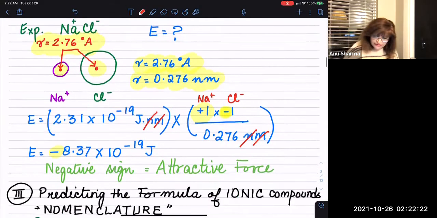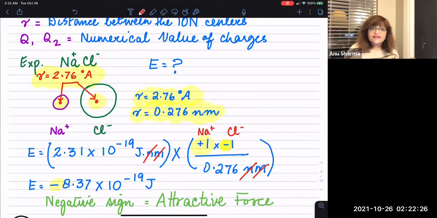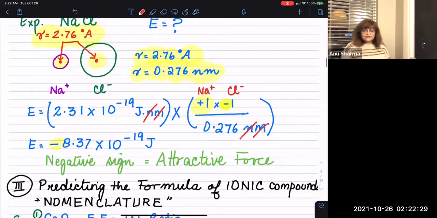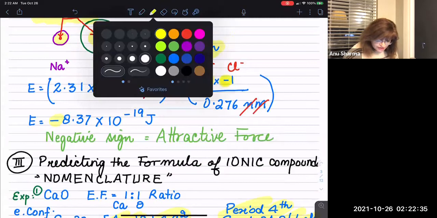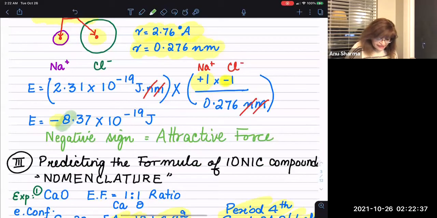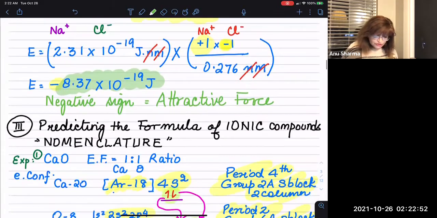And then what is 0.276? That is the internuclear distance from the center, so that distance is 0.276 nanometers. After measuring all that, we find that the energy is negative 8.37 times 10 to the power negative 19 joules, which means that the more negative the sign is, the more attractive forces there are, which means that the sodium and the chloride ions are very strongly attracted to each other.